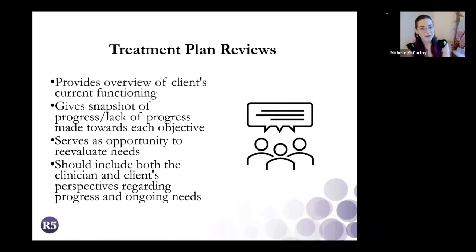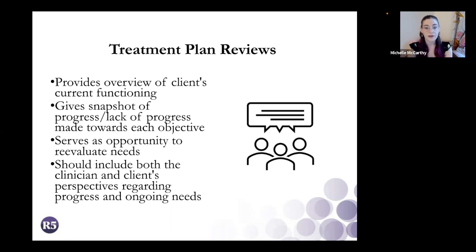So we're going to have these treatment plan reviews every 6 sessions or 90 days, whichever comes first. And this is where we have a good opportunity to take a snapshot of what we've done so far. Now, our progress is being shown in treatment notes, but the treatment plan review is going to give a more specific overview of what has happened so far, what has not happened so far, how the client is doing right now, and then what we need to keep doing or do differently moving forward.